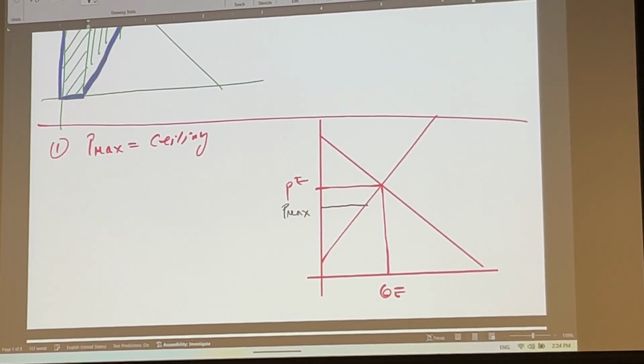So, for the price ceiling to have any effect, it must be lower than the equilibrium. Otherwise, it doesn't make sense. So we assume the price ceiling is binding, i.e. lower than the equilibrium. Right? If it's higher, it won't be binding, it will be irrelevant. Then, that's the demand.